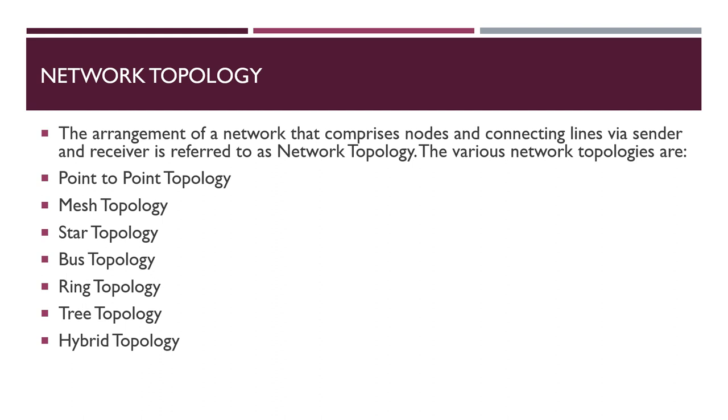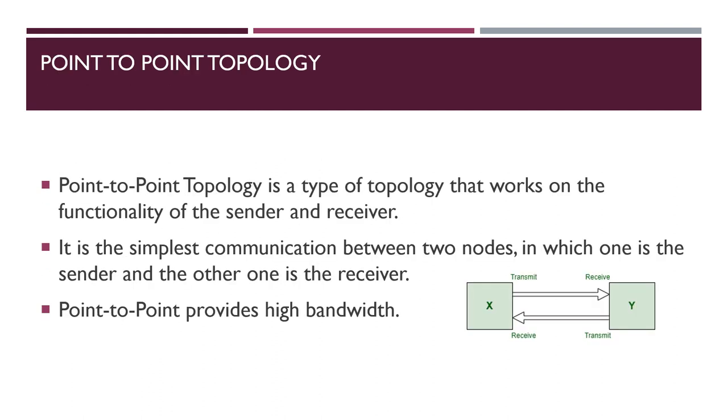I already told you that the word topology is defined as the layout or arrangement of devices. Arrangement of the system is called topology, and we can refer to another word, the layout of the system. Having many types: point to point topology, mesh, star, bus, ring, tree and hybrid. First we go for point to point.